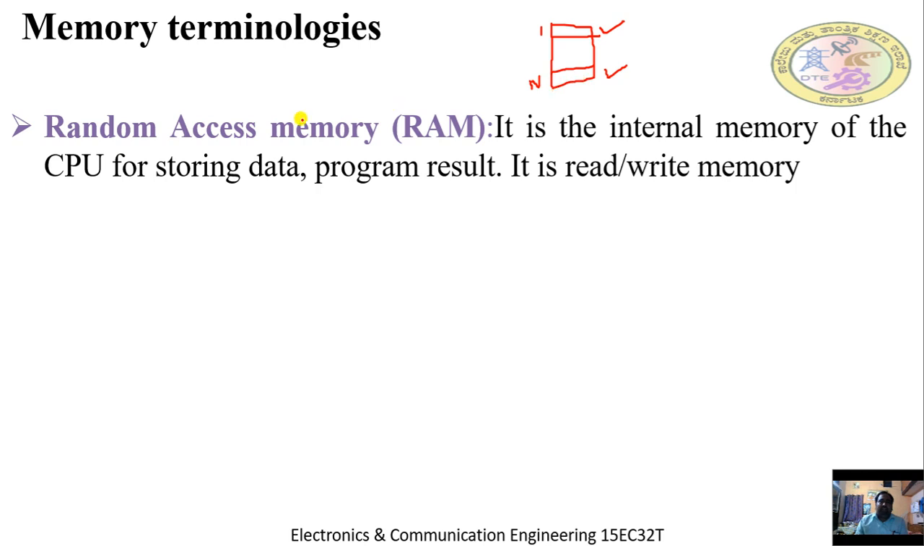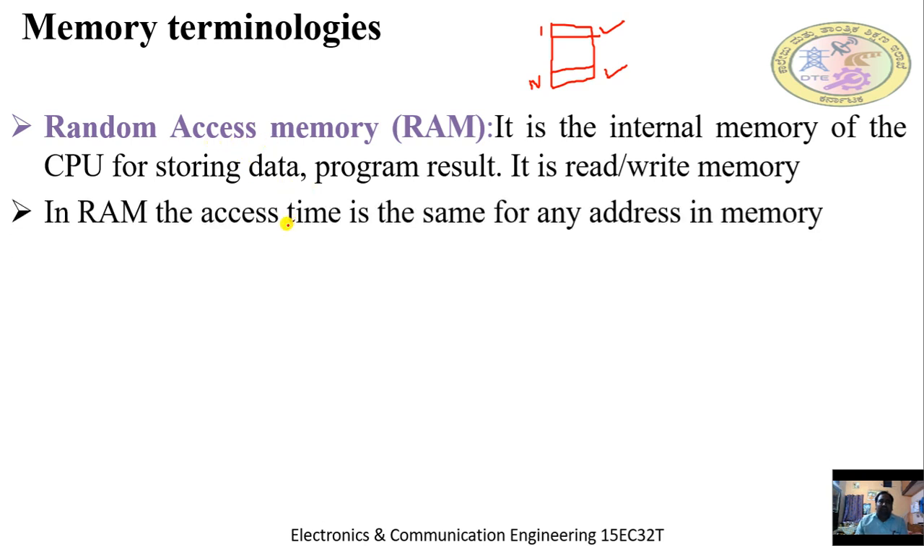So for that reason, RAM is a faster memory. In RAM, the access time is the same for any address in the memory.